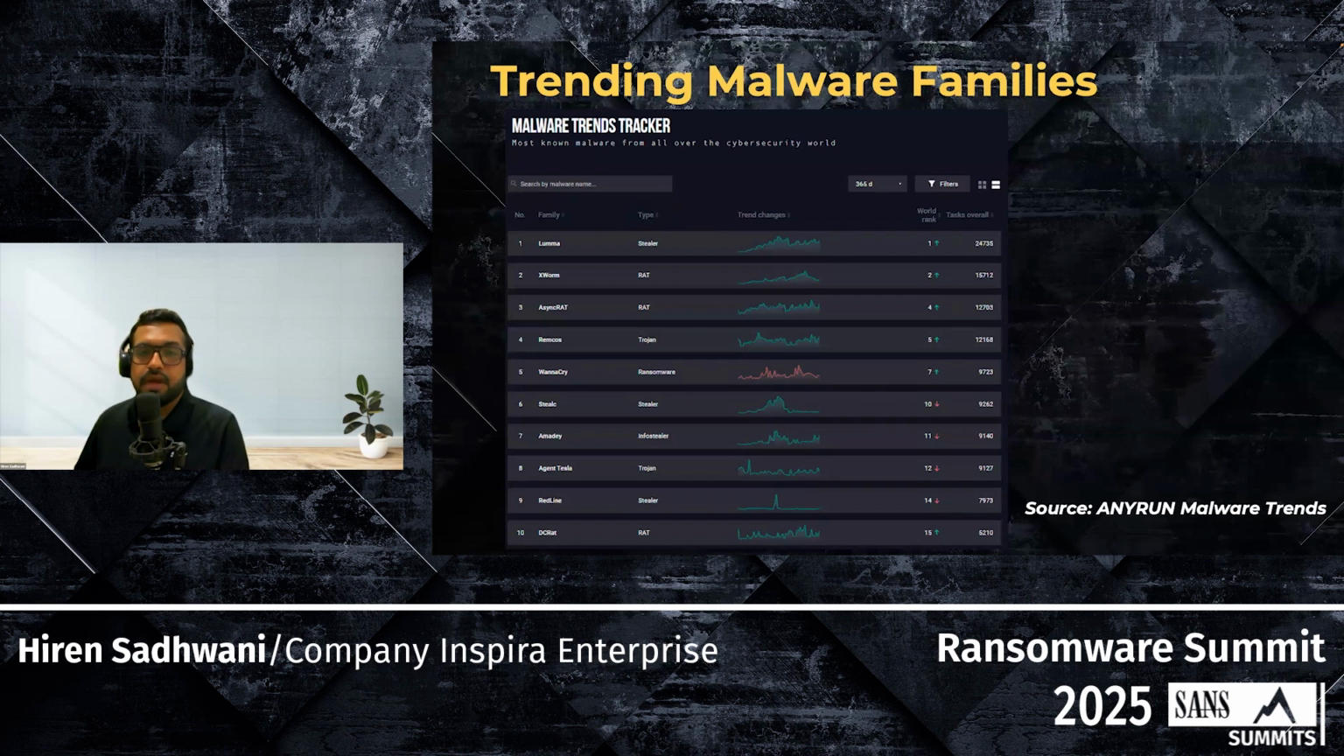These are the trending malware families from Hiren. This is from the last 365 days. We can see the Lumma Stealer is one of the top trending malware. The next ones are XWorm and AsyncRAT. These all are initial access malware.